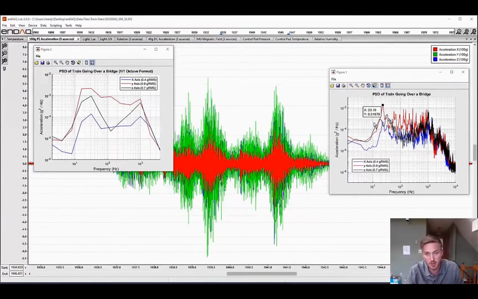So this is the power spectral density of that train traveling over the bridge. What I was kind of pleasantly surprised about is just how broadband that vibration is, across really about from 20 hertz all the way through 1,000 hertz. It's pretty steady. But there's definitely a peak at 23 hertz in the y-axis.